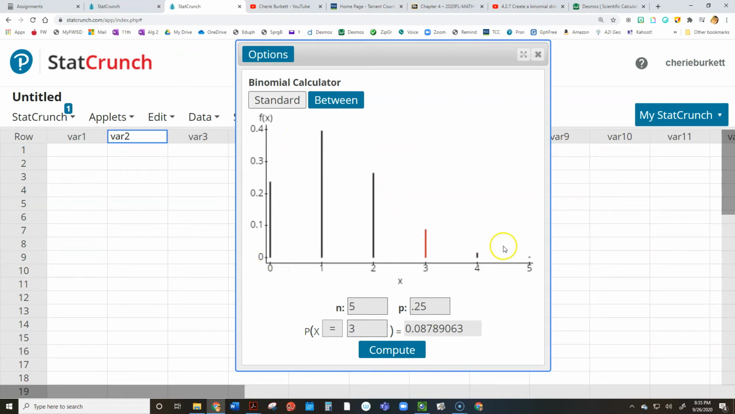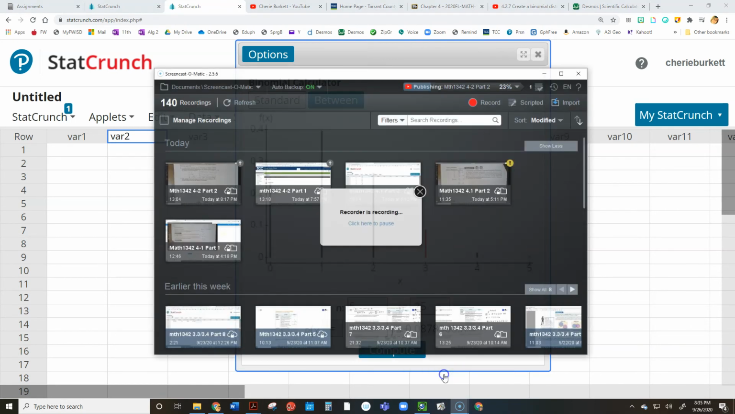So you can see that this one is definitely skewed to the right because the tail is longer on the right. I'm going to go ahead and stop the video before I work the last set of problems, because I don't know how long I've been talking since I lost my clock.